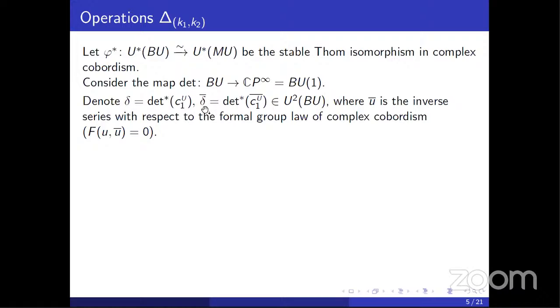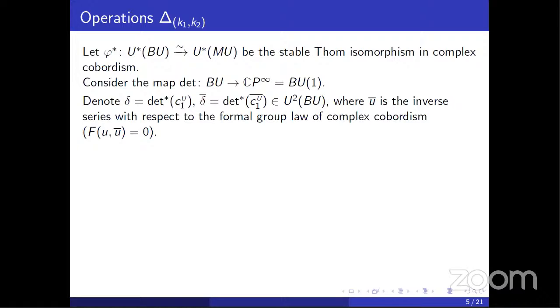Delta bar is induced from the bar first Chern class, and the bar first Chern class is just the inverse of the first Chern class with respect to the formal group law. In complex cobordism, we have the formal group law, and then we have a power series in u bar, which is the inverse with respect to the formal group law in this sense. And then the first Chern class bar is just this power series in the first Chern class. c1 bar of some complex line bundle is just the first Chern class of the complex conjugate of this bundle.